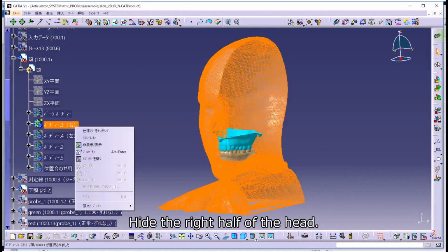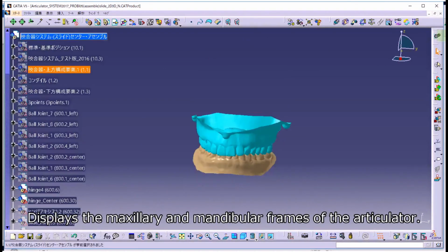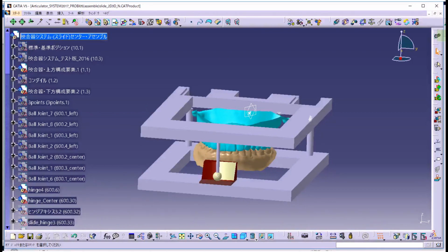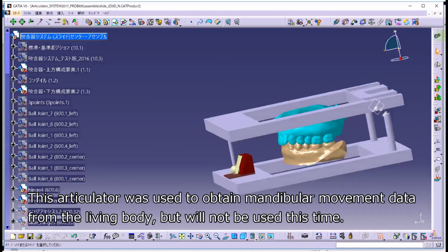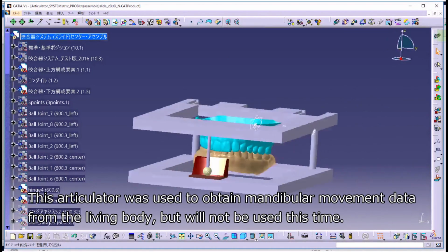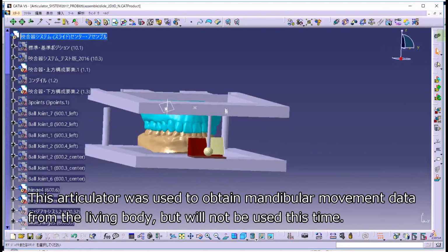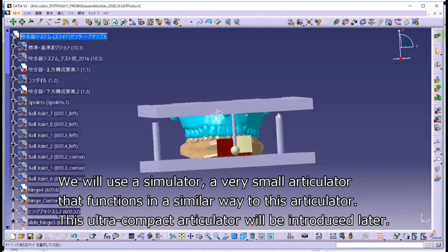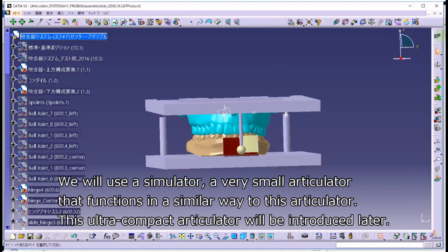Hide the right half of the head. Displays the maxillary and mandibular frames of the articulator. This articulator was used to obtain mandibular movement data from the living body, but will not be used this time. We will use a simulator, a very small articulator that functions in a similar way to this articulator. This ultra-compact articulator will be introduced later.